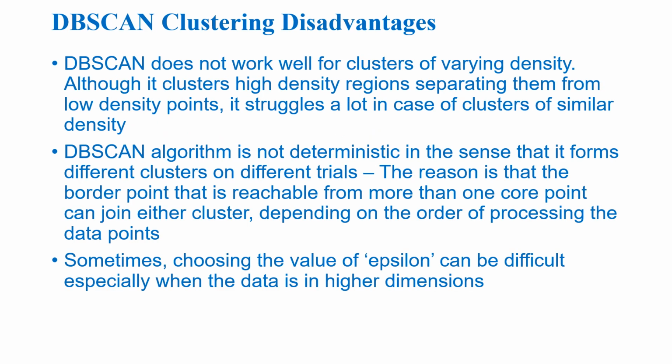Some of the disadvantages of DBSCAN clustering. DBSCAN does not work well for clusters of varying density. Although it clusters high-density regions separately, separating them from low-density points, it struggles a lot in the case of clusters of similar density. The algorithm is not deterministic in the sense that it forms different clusters on different trials. The reason is that the border point that is reachable from more than one core point can join either cluster depending on the order of processing the data points. Sometimes choosing the value of epsilon can be difficult, especially when the data is in higher dimensions.